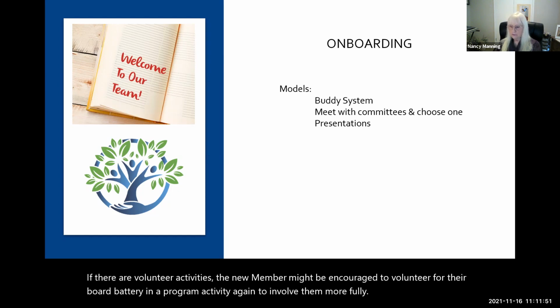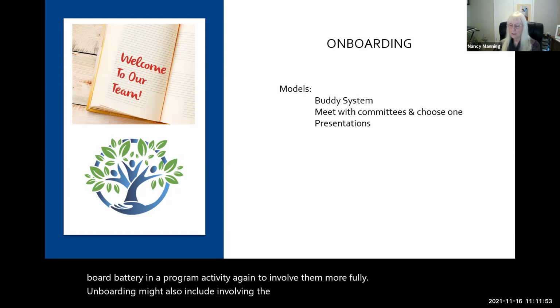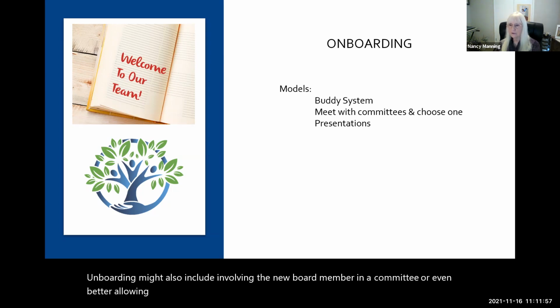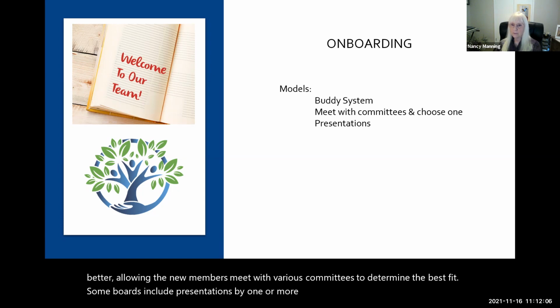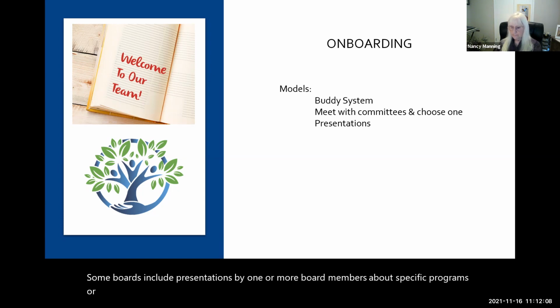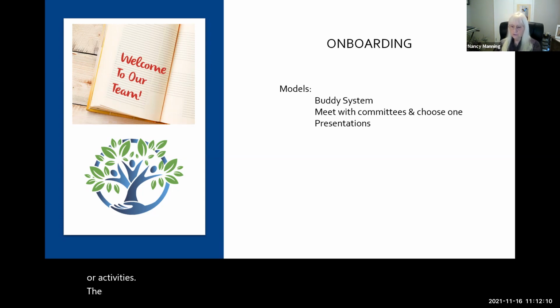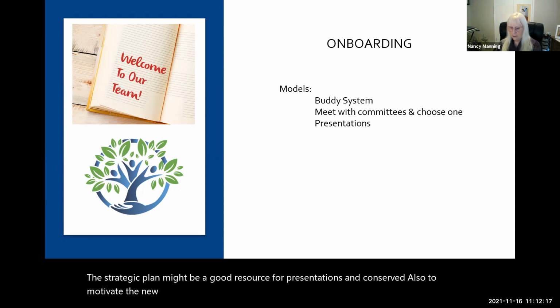Onboarding might also include involving the new board member in a committee, or even better, allowing the new member to meet with various committees to determine the best fit. Some boards include presentations by one or more board members about specific programs or activities. The strategic plan might be a good resource for presentations and can serve also to motivate the new board member.